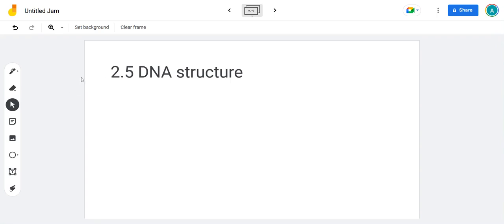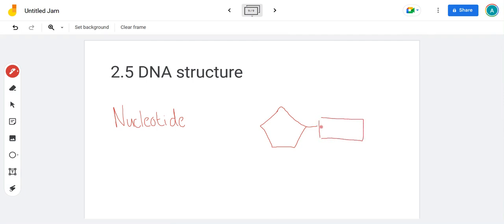So this is all about the structure of DNA right down to nucleotides. DNA is made of something called nucleotides, and the first thing you need to know is how to draw a nucleotide. There's always going to be three parts to a nucleotide. It's always going to be made of these three things, which we simplify as these three shapes.